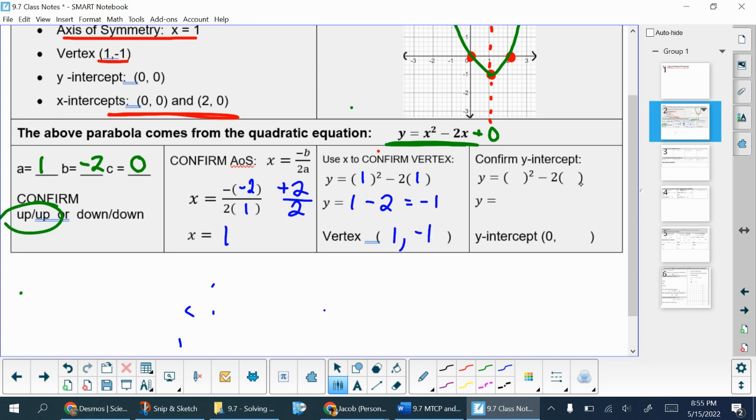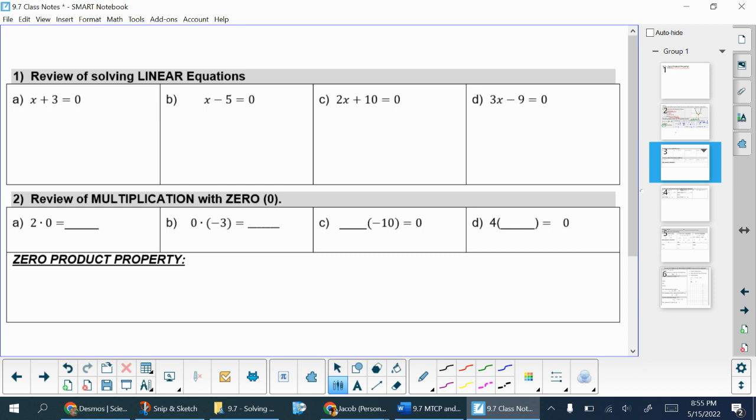And then the y-intercept, if we forget that it just is this c value, we can always plug in 0 for x in the equation and see that, well, 0 squared is 0, 2 times 0 is 0, and our c value of 0 is our y-intercept, just like it was given to us in the problem. Now, we're going to talk about some of these things today. We're going to need these skills.